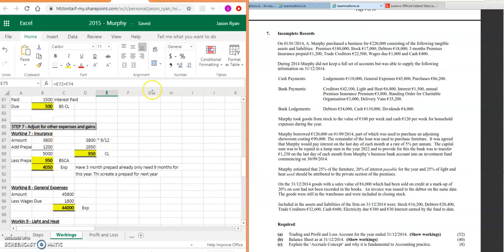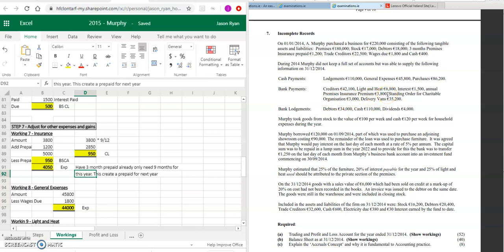So the first one that we have is insurance. Because at the start it says that we've got premises insurance prepaid 1,200, it should give us some information then about premises during the year. And in our bank payments, we've also got our annual premises insurance of 3,800. And then down at the end, it hasn't given us anything for this question. Okay, so it says that we have 3 months premises insurance prepaid, so that 1,200 has been prepaid from the previous period. And then it gives us an annual insurance of 3,800.